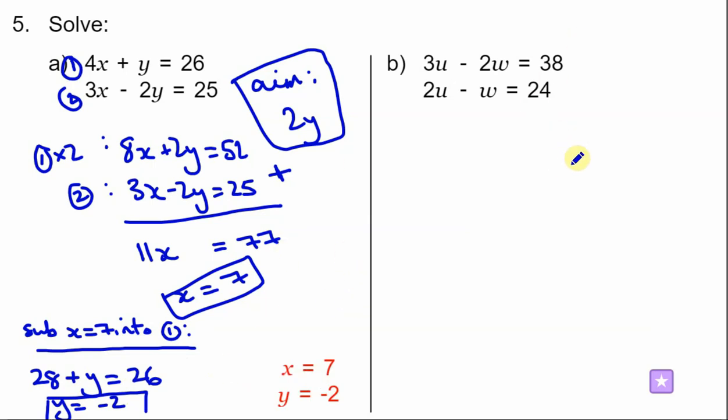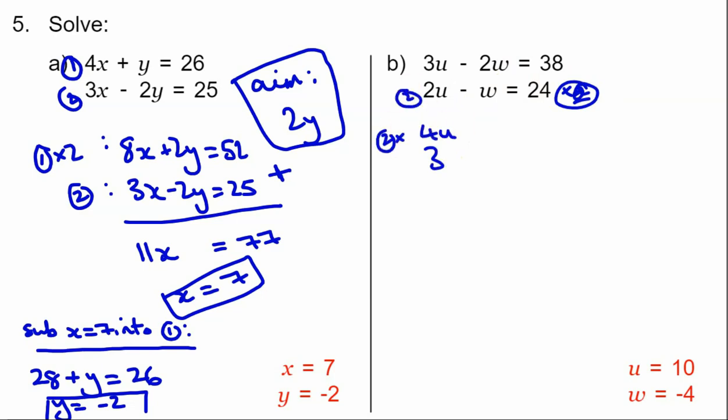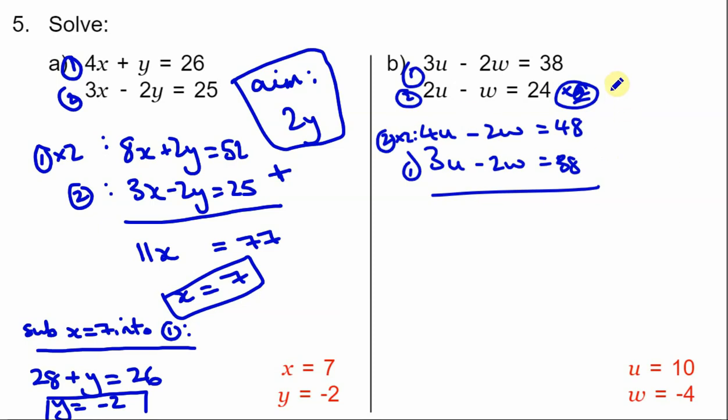So, have a go at this one for me, please. So 3, 2, 1. You should get u equals to 10 and w equals to minus 4. I'm going to times this one by 2 this time. We don't always times by 2. You've seen one where we times by 3. But I'd have, so this would be equation 2 times by 2. This would be equation 1. So 4u minus 2w equals to 48. 3u minus 2w equals to 38. Same sign, subtract.